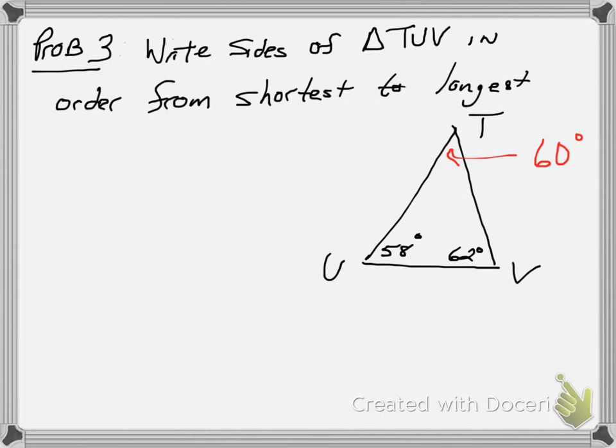Okay? So now to write the sides from shortest to longest, let's find the shortest side first. Well, my smallest angle is going to be U. That's the smallest angle right here. Well, what side is opposite U? TV. Okay, so TV is the shortest side. Okay, what's next? 60 degrees with angle T. What's opposite angle T? I'll give you a hint. It's the one that doesn't include T in it, so it would be UV. And then the longest side would be opposite 62, or angle V, which would be TU.